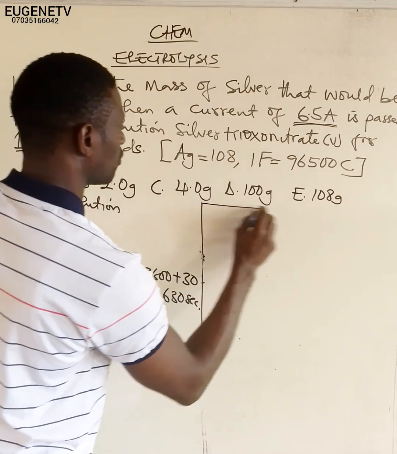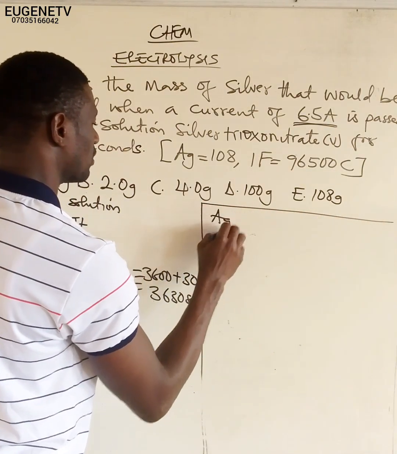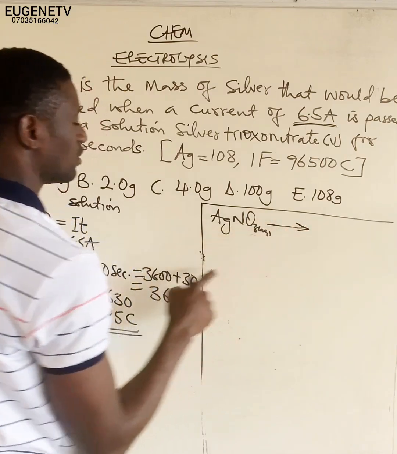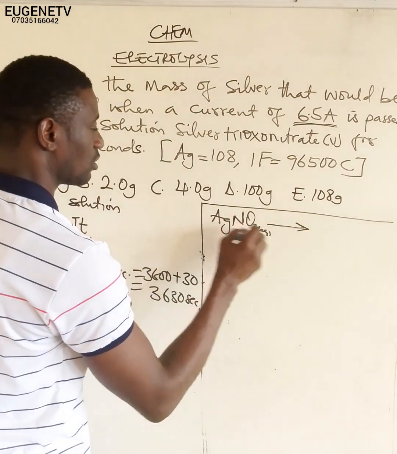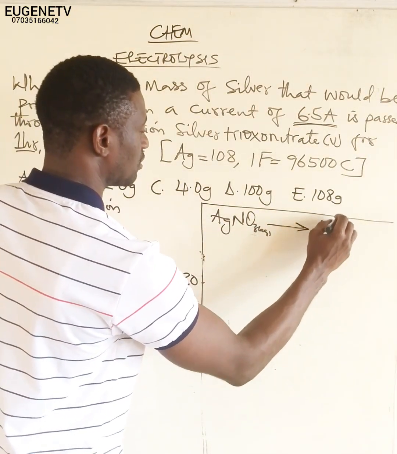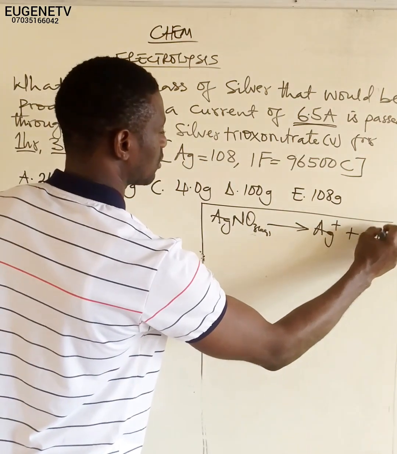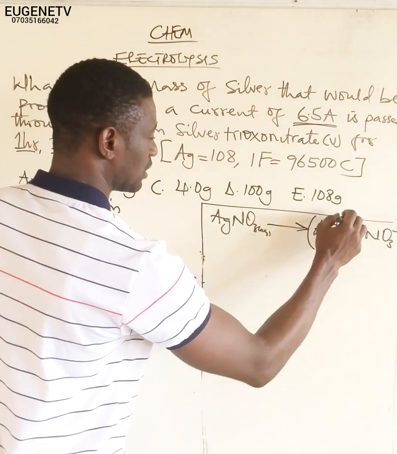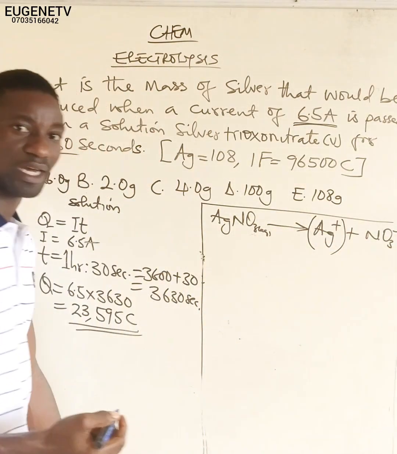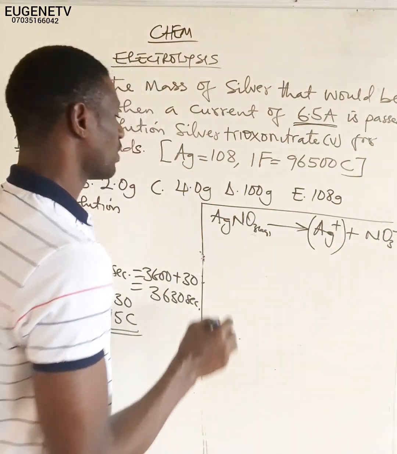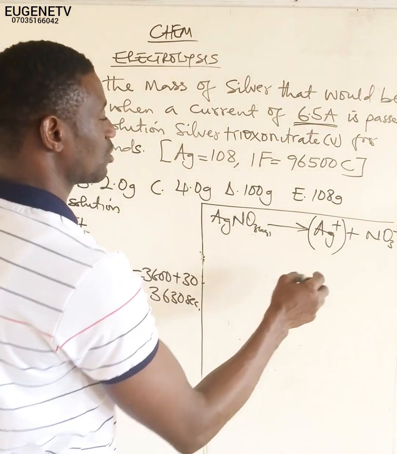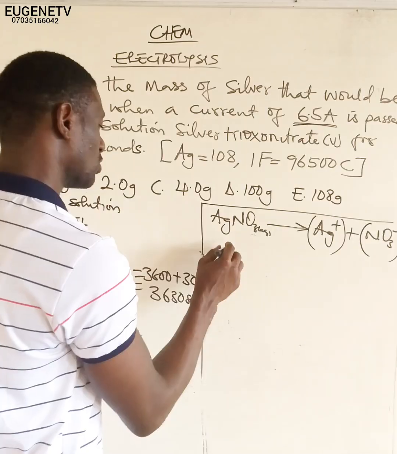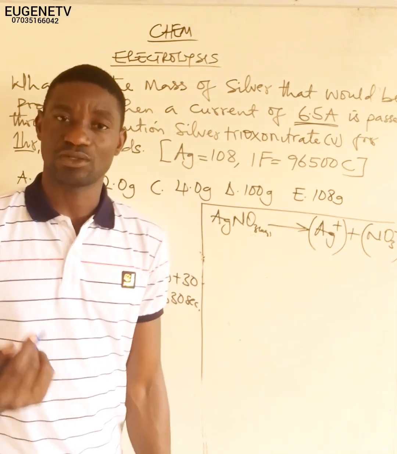the electrolysis of silver trioxonitrate(V), AgNO3 aqueous. During the electrolysis, this salt solution is going to ionize to form silver ion and trioxonitrate(V) ion, all in solution. Our concern is about silver, not the trioxonitrate ion. So, during electrolysis, according to ionic theory, the silver ion will migrate to the cathode.